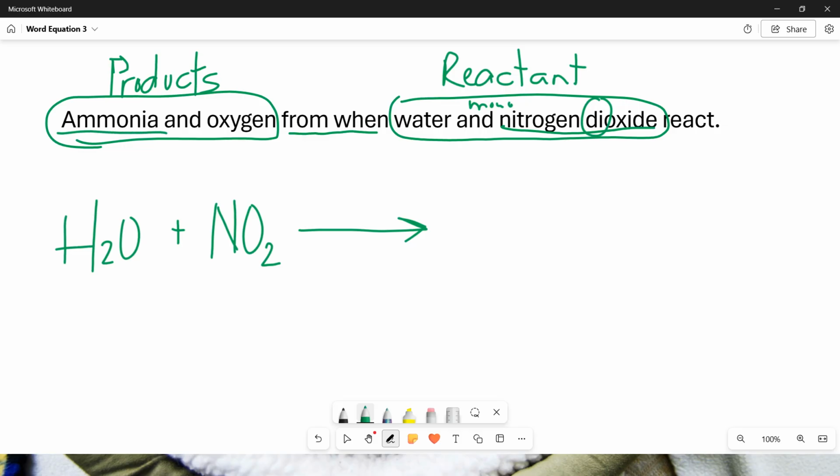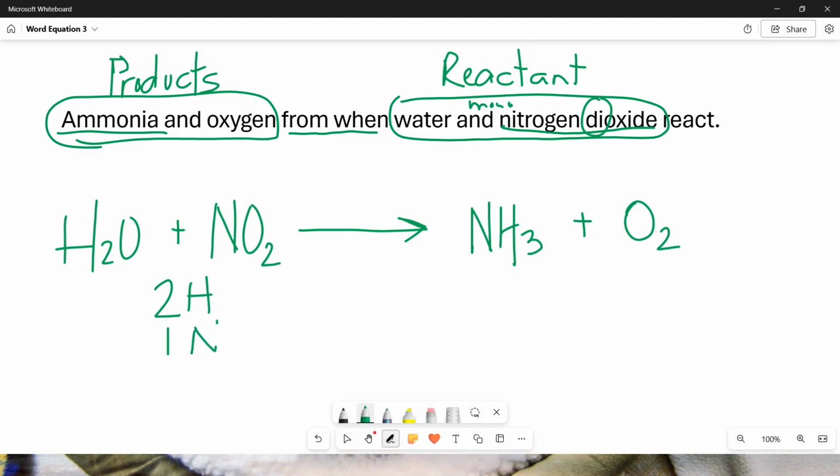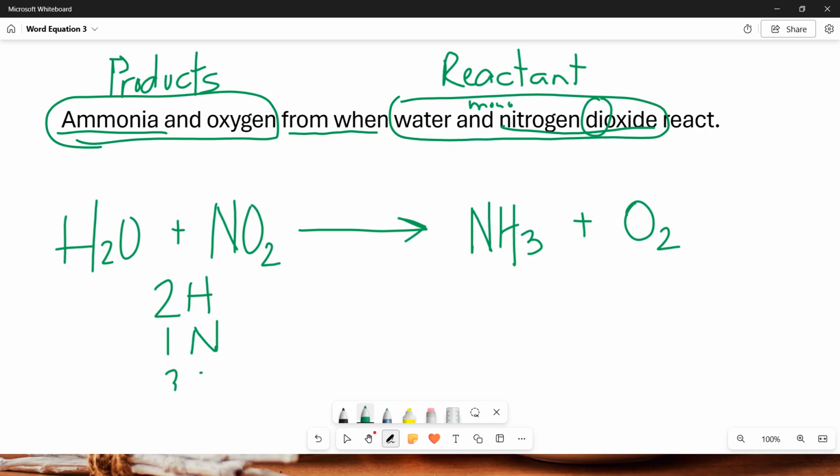ammonia. Ammonia is a common name for NH3. That's just something my students often have to just learn. And oxygen is diatomic, so it's by itself. It is written as O2. When I list these, I'm going to have 2 hydrogens, 1 nitrogen, and 3 oxygens. And then on the reactant side, I have 3 hydrogens, 1 nitrogen, and 2 oxygens.